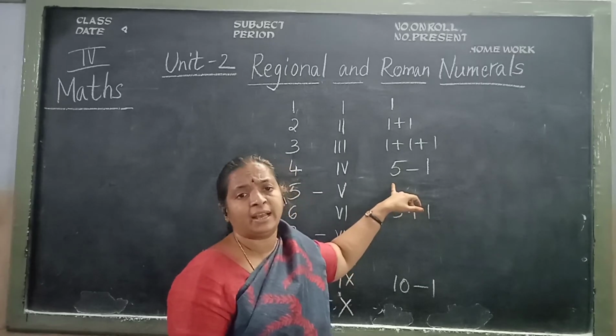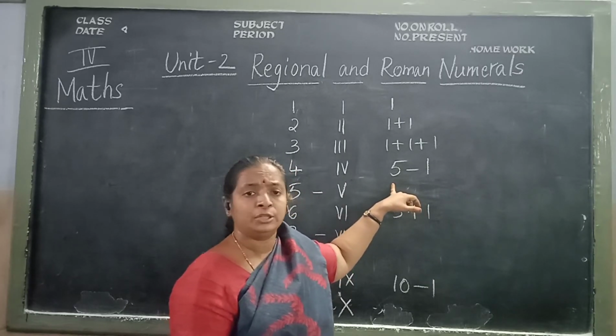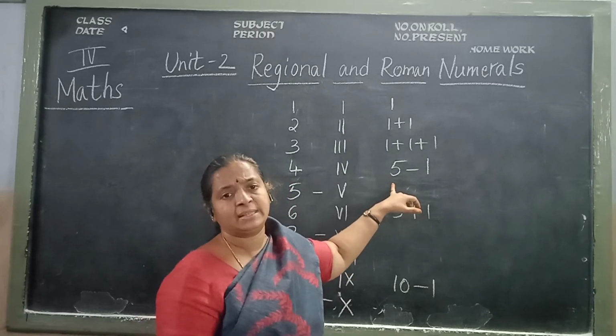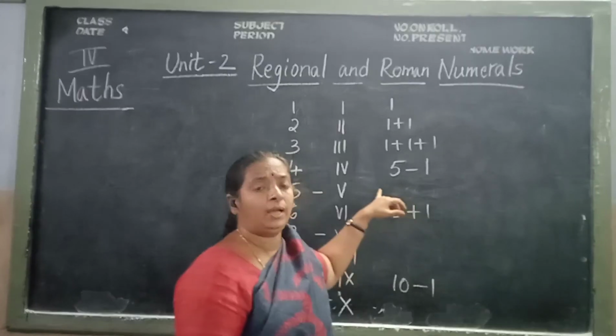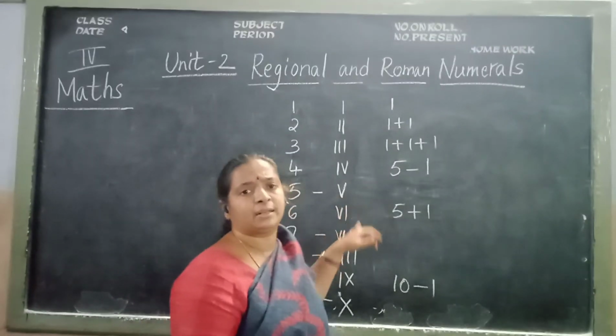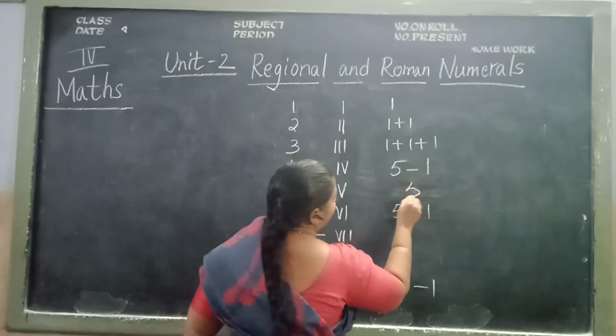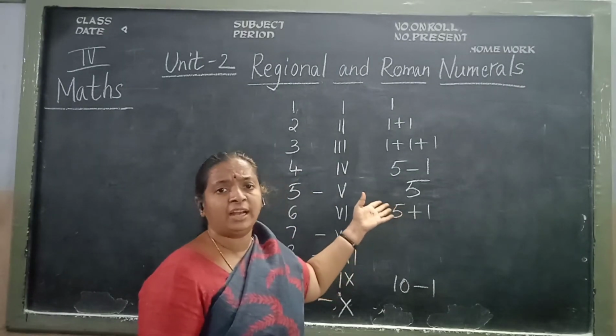Or we can write it as 1 plus 1 plus 1 plus 1. Four ones we can show, children, by using the plus sign. Or we can show this as 5 minus 1. This, children, is 5, a Roman numeral. Here we can write it as 5, just the number 5.